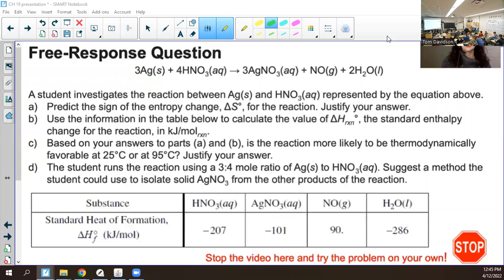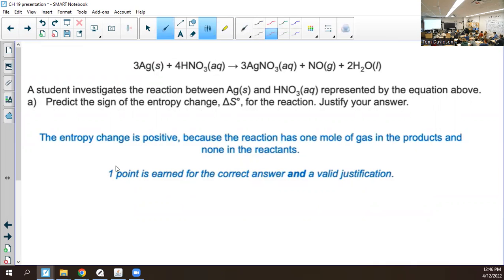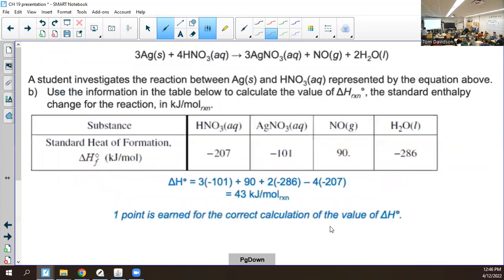For this one, just for speed, I'm going to go to the answer for each one. The sign of the entropy change is positive. Do we all have an agreement on that? We can knock that one out of the park. The reaction has 1 mole of gas in the products and none in the reactants. If we ever increase the moles of gas, we've definitely increased entropy. When they do the AP practice ones, they'll give you the scoring guidelines as well. To get 1 total point, you have to do both on this one. Okay, 43 kilojoules per mole.